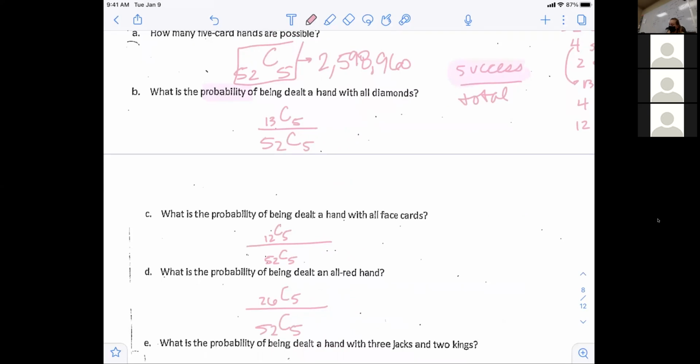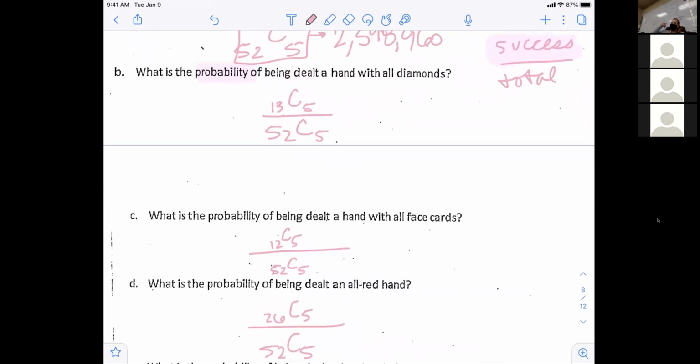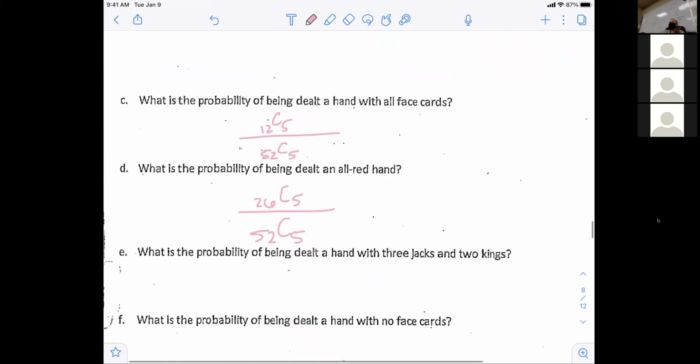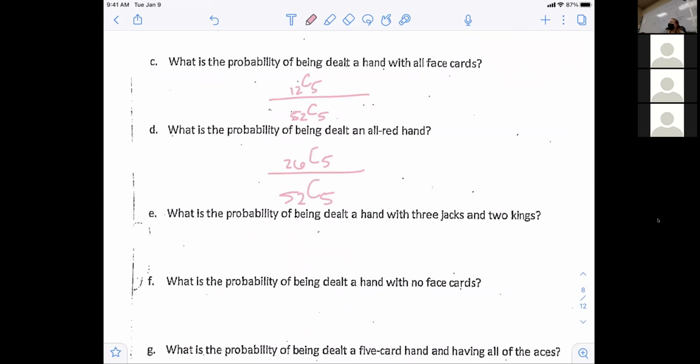All right. Everything so far has been like we want all of our cards to be something. We wanted them all diamonds. We wanted all face cards. We wanted all red. Now, the next few, we're going to have kind of specific requirements. I don't want all something. I want 3 jacks and 2 kings. This is true for one hand. So I'm going to have 2 different chooses on top, and I'm going to multiply them together because this is only one situation that works. 3 jacks and 2 kings has to be true in one hand.